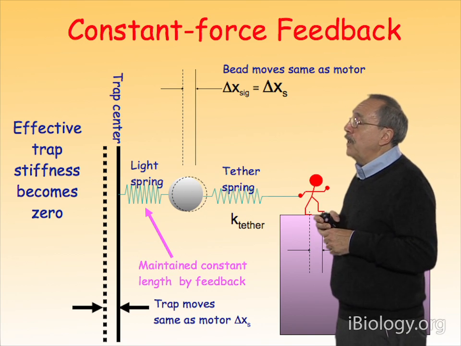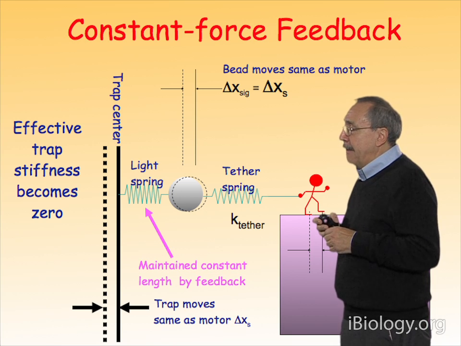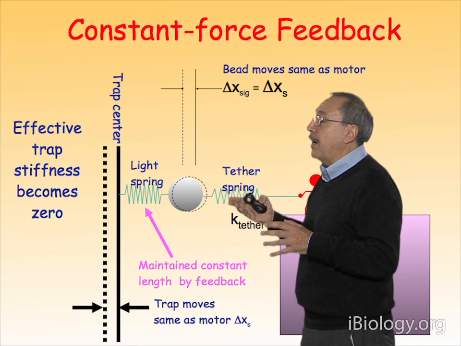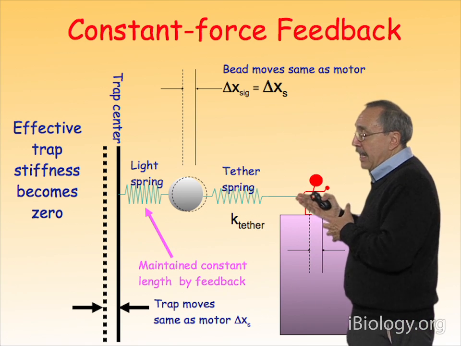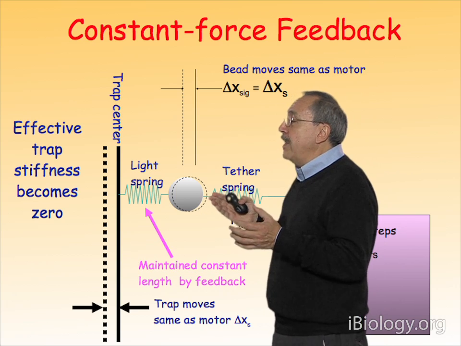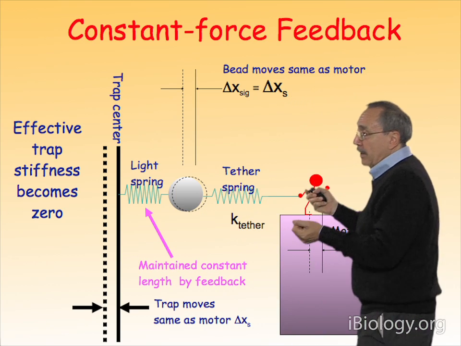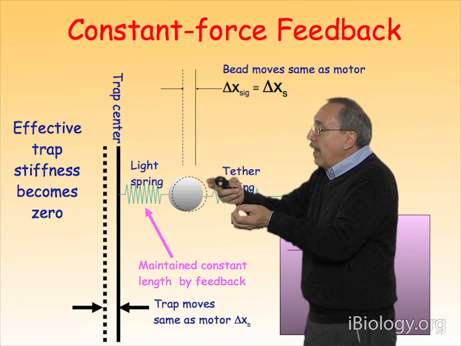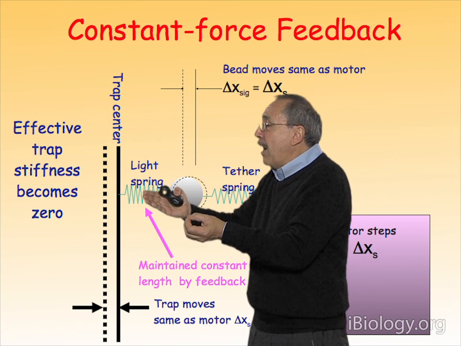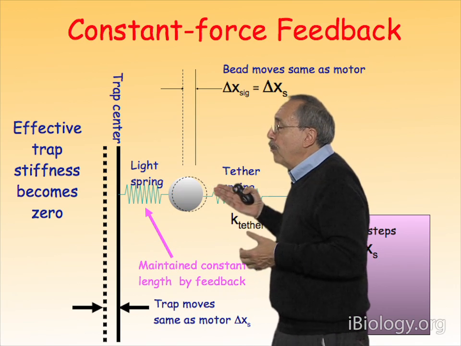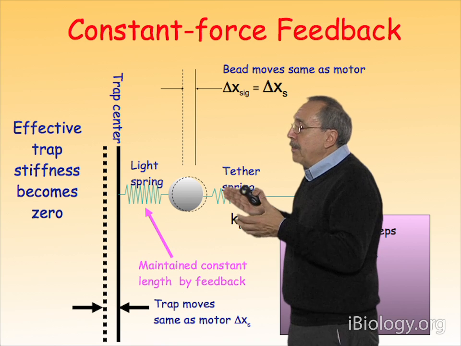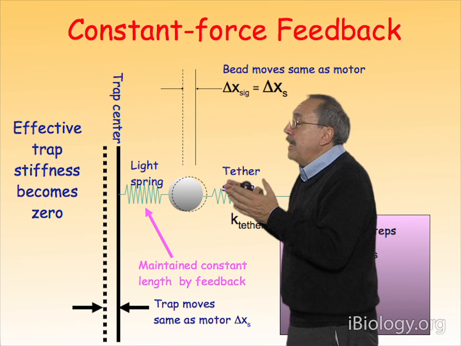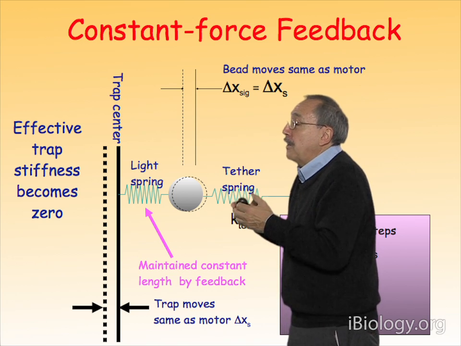In the constant force feedback mode, what happens is this. We want to make sure that the bead in the trap maintains its position in the trap and is not displaced by the motor. So what we tell the instrument is, when the motor tries to move the bead by pulling, away from the center of the trap, we want to move the trap center by the same amount in order to prevent the bead from being displaced from its location in the trap.